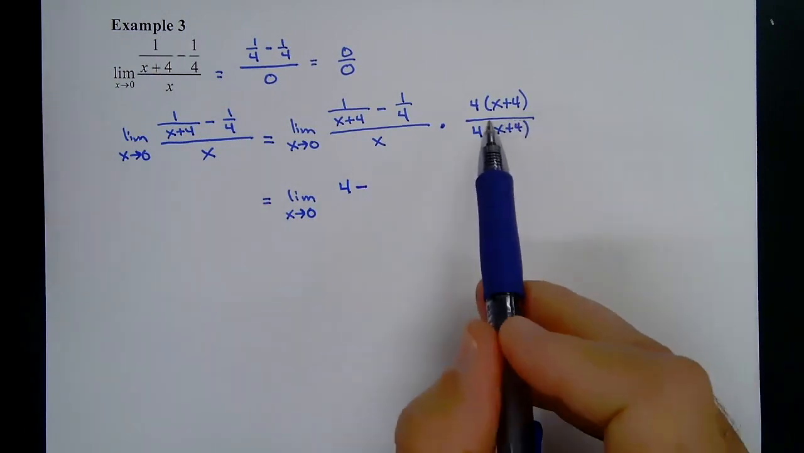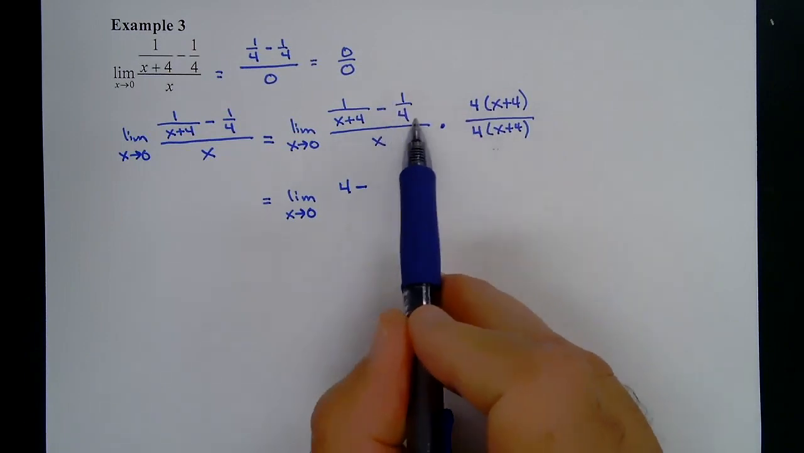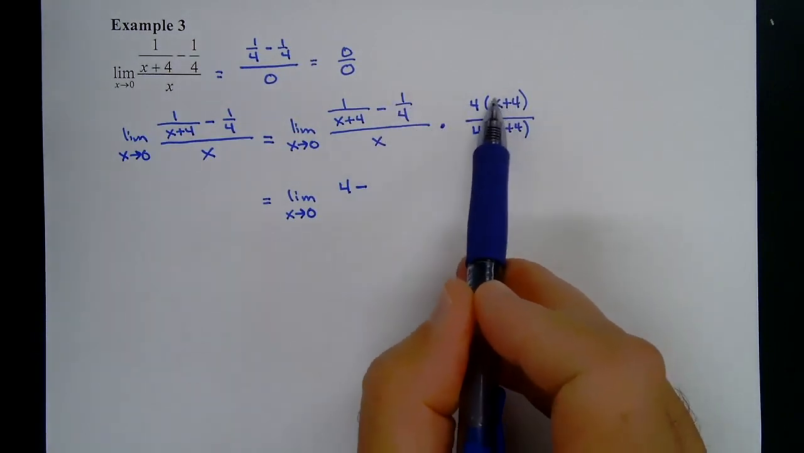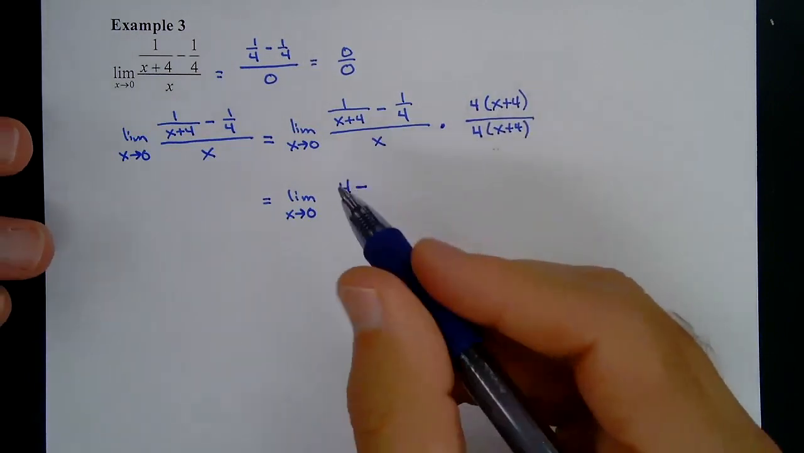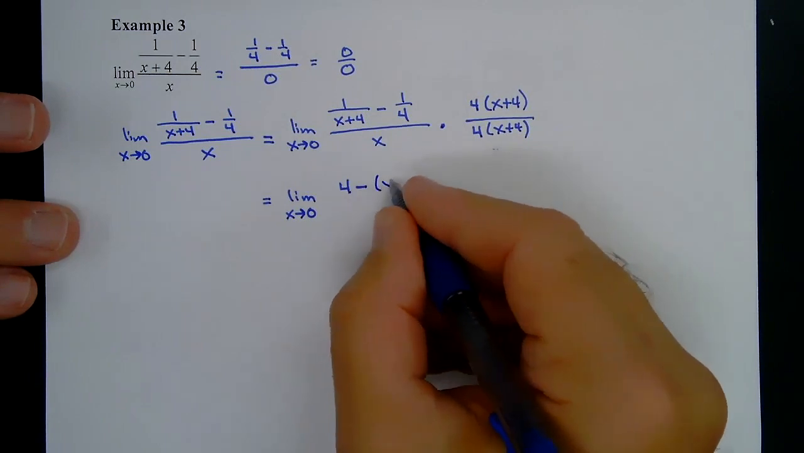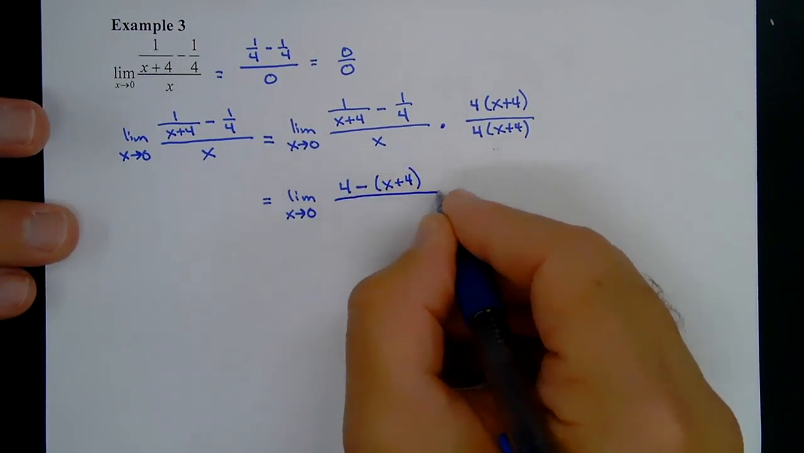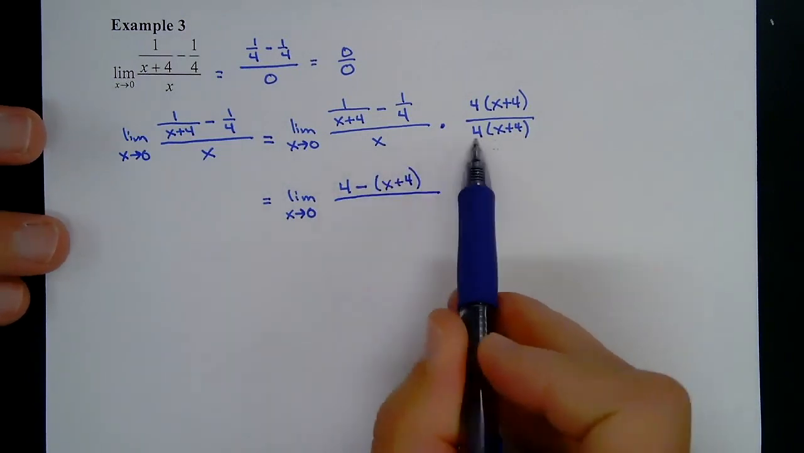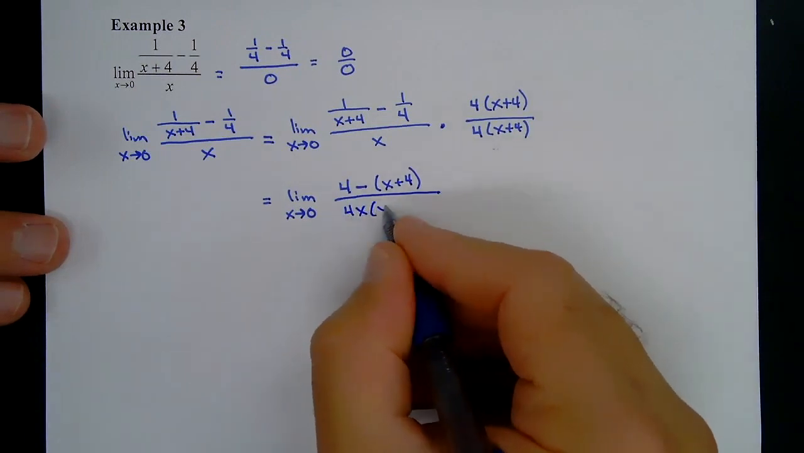minus. Now, when I multiply the 4 times x plus 4 times the 1/4 here, the 4s are going to cancel, right? But I am multiplying by a sum here that's in parentheses, so I need to keep that parentheses: x plus 4. All over, there's no denominator here, so it's just going to be 4 times x, or x times 4. I'm going to write it as 4x times x plus 4.